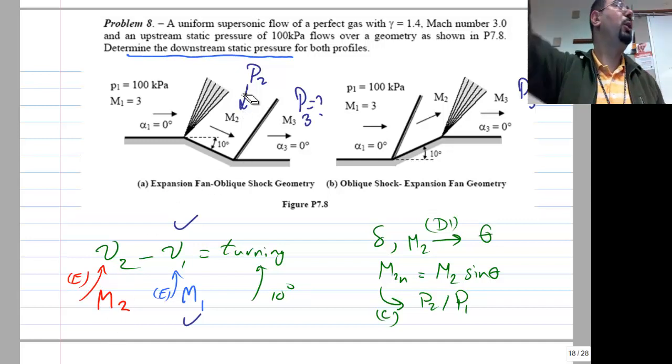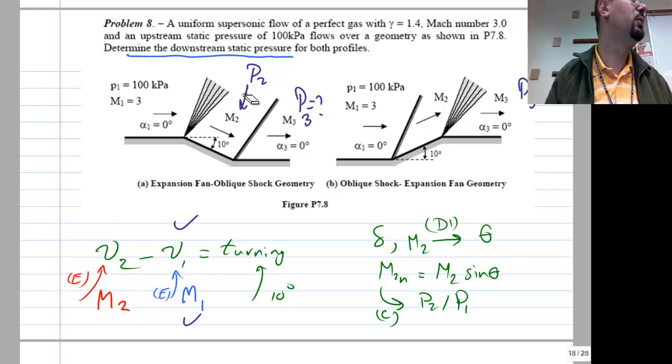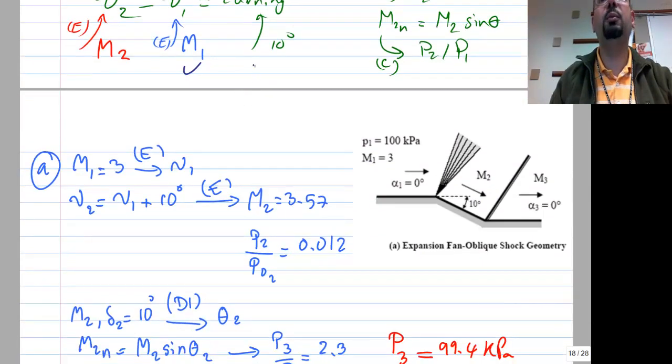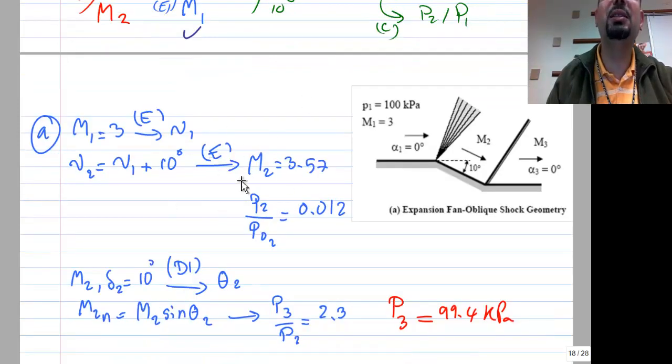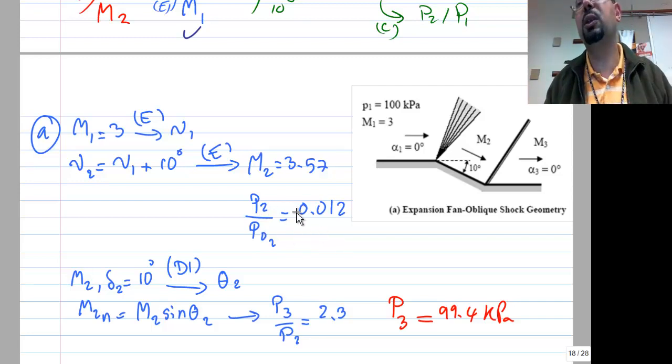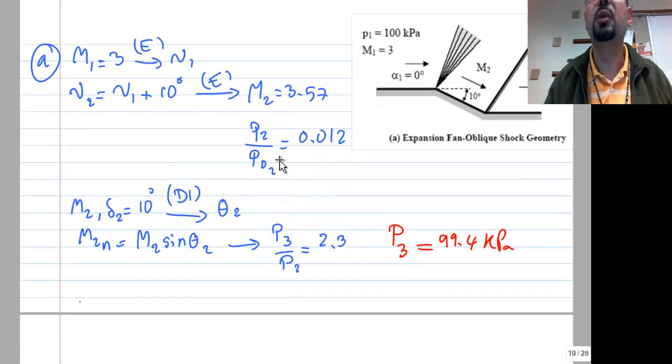The equation that gives you P2 over P1, right? Or you can go to appendix P twice if you want. If you have any personal problem with that equation, okay, you can always go to appendix P twice. But here is the drill. See M1, nu 1, and after that you calculate the turning plus nu 1, that's nu 2. From that you calculate M2, and well, here I'm going to appendix P, but you can just use this equation, all right?